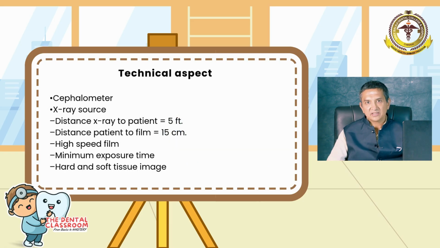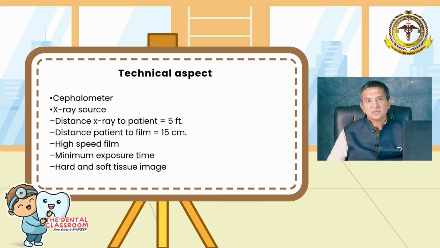So, what are the parameters? This we have studied in undergraduate orthodontics. The distance from the X-ray source to the mid-sagittal plane of the patient should be 5 feet. The distance from the patient to the film should be 15 centimeters. It is preferable that we have a high speed film, though in these days of digital technology, this does not matter.